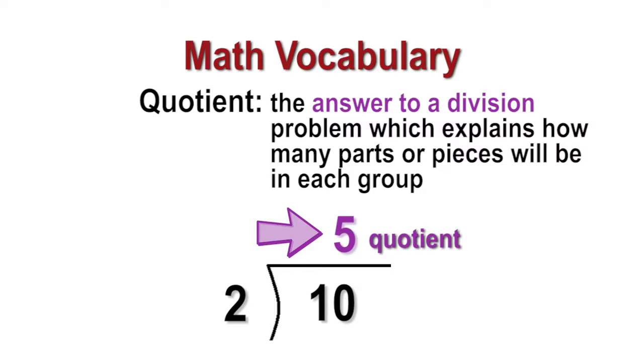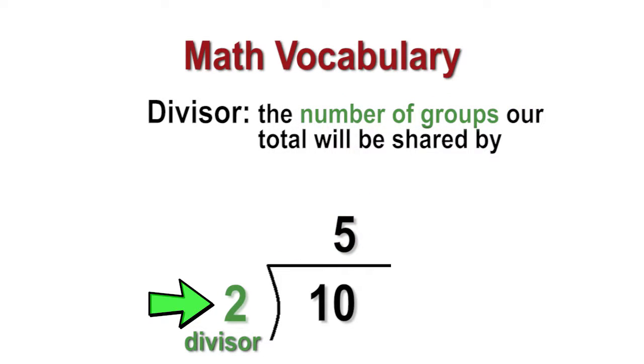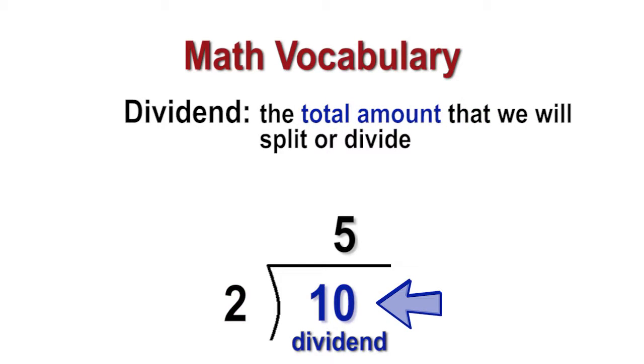The quotient is the answer to a division problem, or tells how many parts will belong to each group. The divisor tells the number of groups our total will be split into. And the dividend is the total amount we will be splitting or sharing amongst the groups.